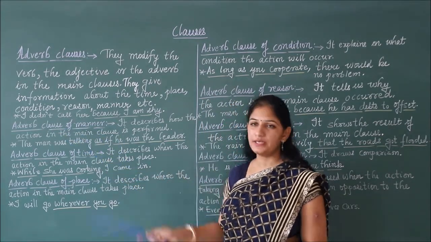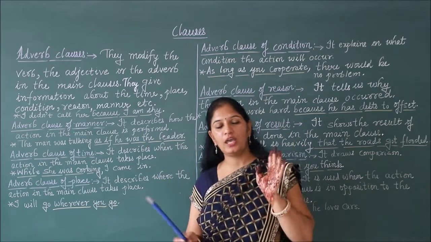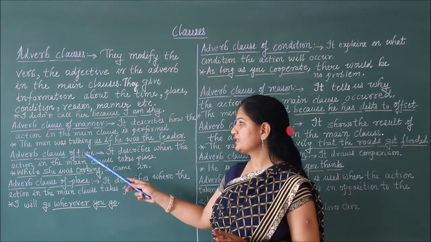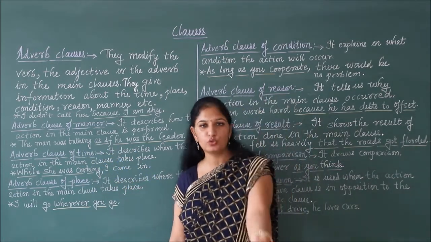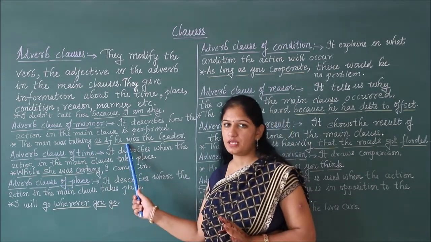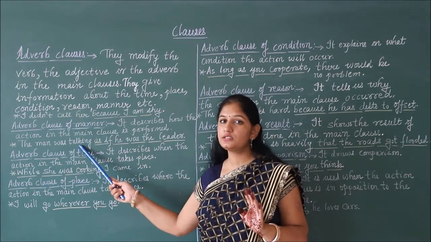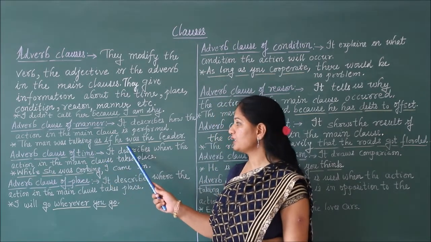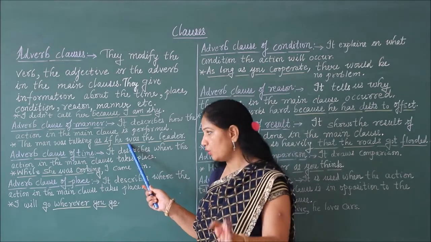Adverb clause of manner. An adverb clause of manner describes how the action is performed in the main clause. So let us see this example. The man was talking as if he was the leader. How was the man talking? As if he was the leader. So this clause is describing the action in the main clause. It is describing the talking of the man. So it becomes an adverb clause of manner. It also answers the question of how.